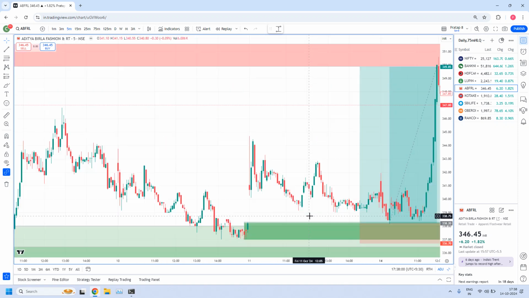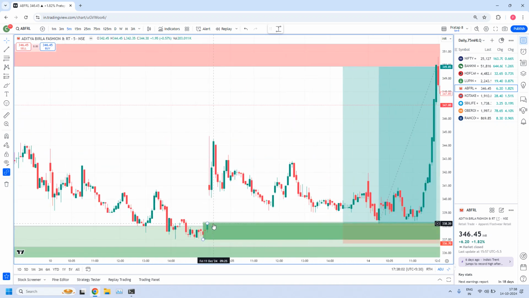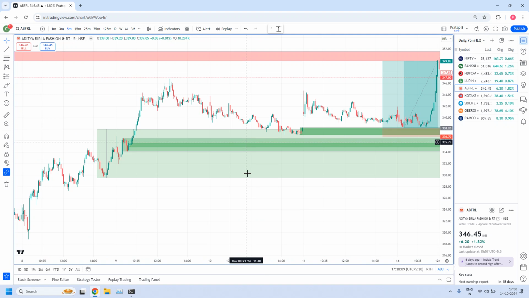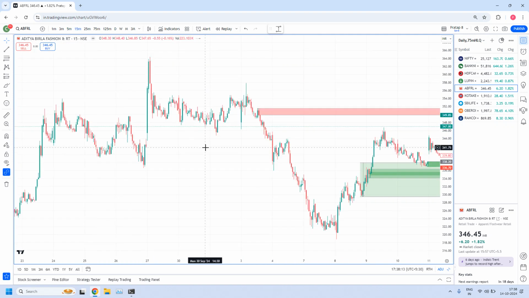You may think the risk is high, but the risk is within less than 2%. I think it is around 1.2% risk, which is within our accepted limit. But the reward is very good. We have an excellent reward. Go to the 15 minutes time frame.